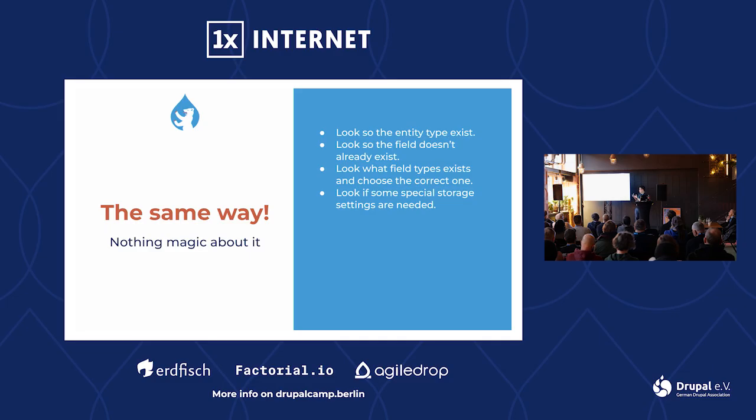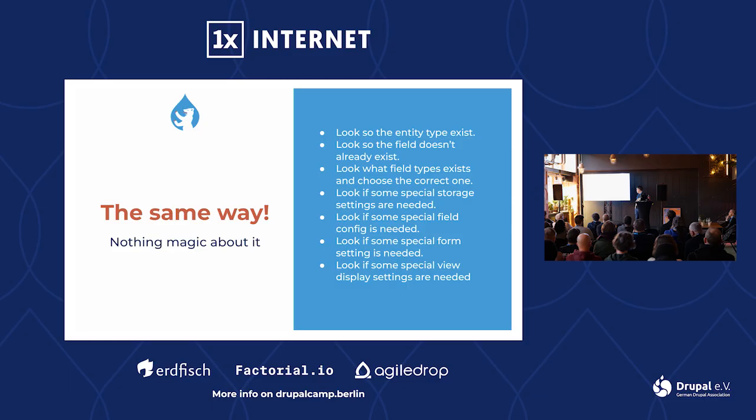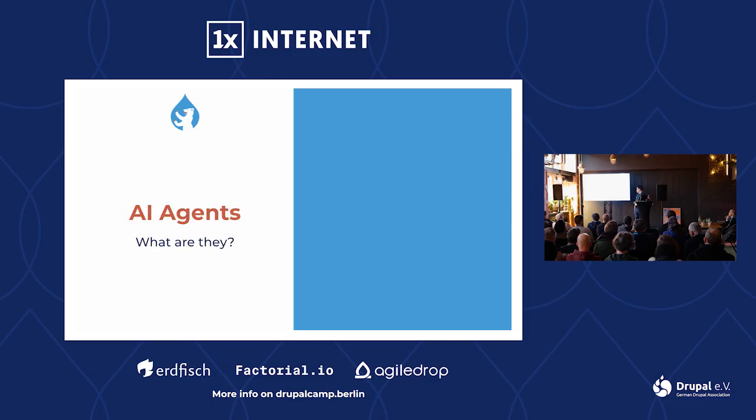So it knows how this JSON is supposed to be structured, what my alternatives are, and how they fit to what the person is asking in the instruction. And it does this for field config, it does this for form settings, it does this for view display settings as well. So when you're actually building one of these agents, it's very good to think how a human would do this, because it's very similar to how AI does it.